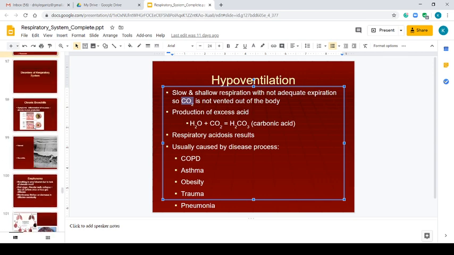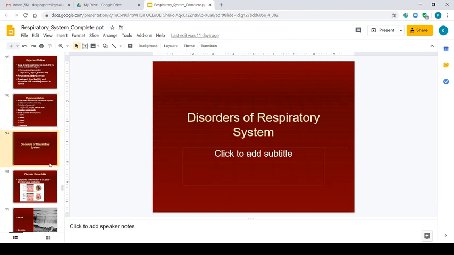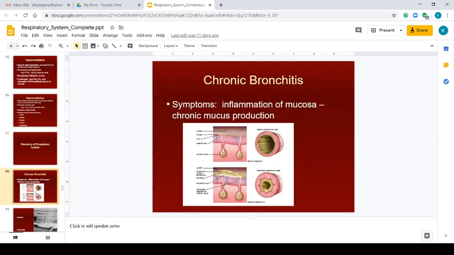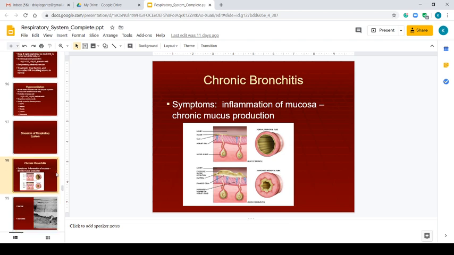So let's get into a few of these disorders. This is what everybody likes. Chronic bronchitis. We have inflammation of the mucosa, and we have chronic mucus production. So not only do we have swelling of the wall of the bronchioles and bronchi, but we also have an excess amount of mucus production. So the airway is smaller, and it's also packed full of mucus, obstructing the airway. So it's kind of a double whammy.